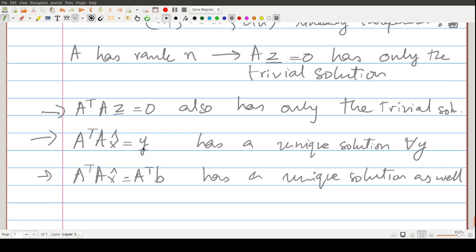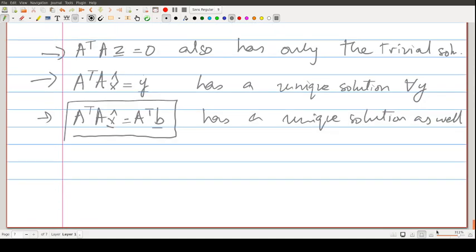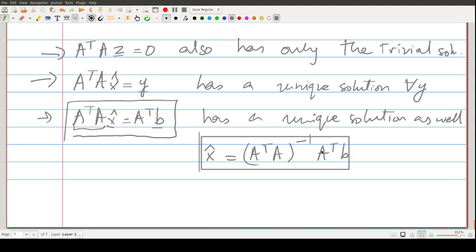Because if it has a unique solution for any non-homogeneous right hand side, then it's definitely going to have a unique solution for this particular non-homogeneous side. And so this has a unique solution, then x hat you can inverse. So in other words, this matrix is invertible, and you can do (A transpose A) inverse A transpose B. And so now you have a guarantee that this is a unique solution, and you can find it just by solving the system.